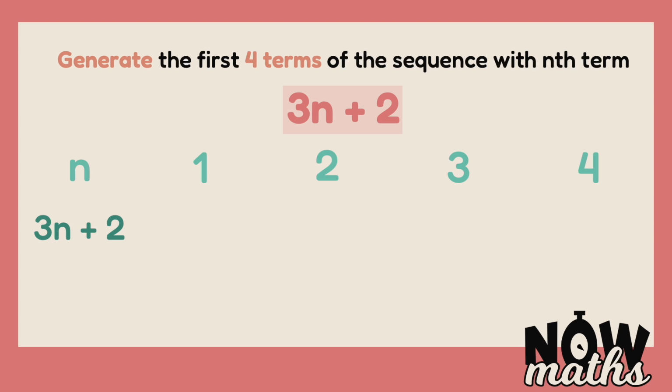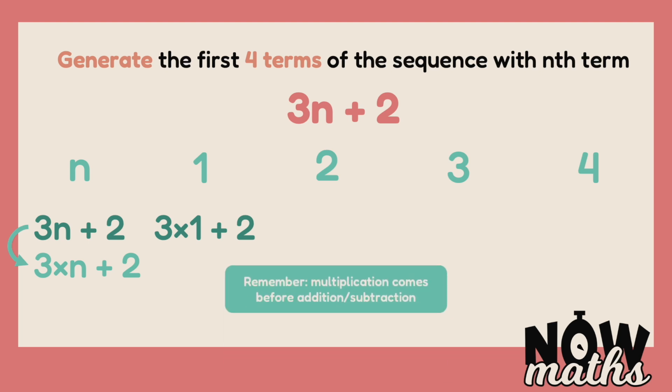This is an algebraic expression, and since the 3 and the n are next to each other, 3 is multiplying n and then we're adding 2. So if we start to substitute our values into 3n add 2, when n is 1, we're going to have 3 multiplied by 1 add 2. And remember, when we work this out, multiplication comes before addition and subtraction in the order of operations, so we need to make sure we do that here. So 3 multiplied by 1 is 3, add 2 is 5.